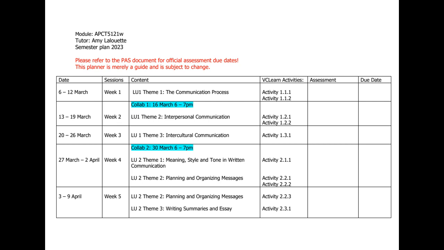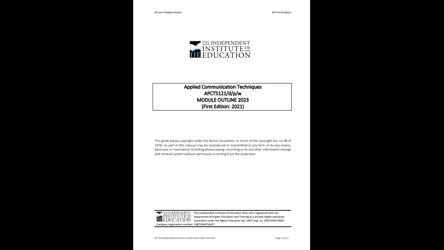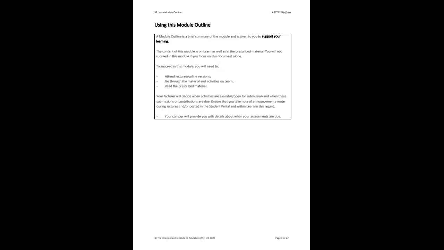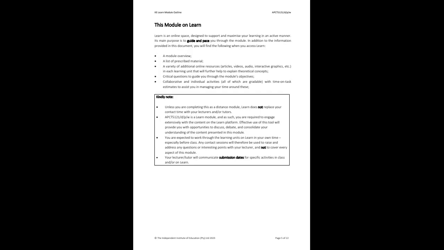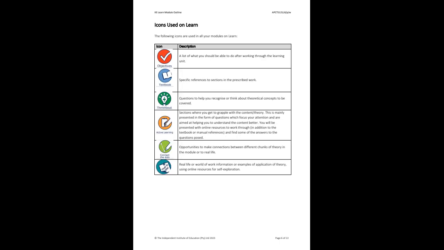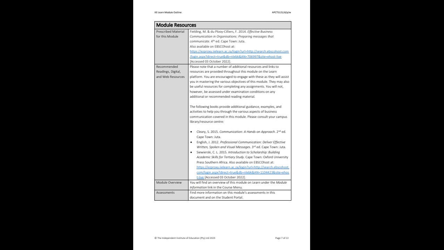So you will go to your module manual, your module outline, which is this one. Please read the introduction, the using the manual outline. This is all very, very useful information. These are your module resources. Please note your prescribed book is Effective Business Communication in Organizations. There is a link to the ebook.